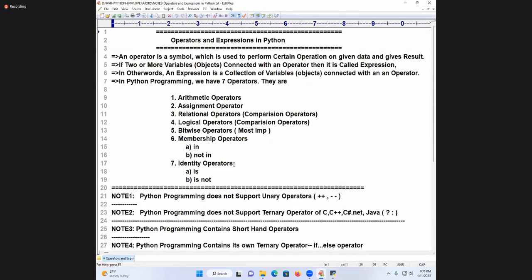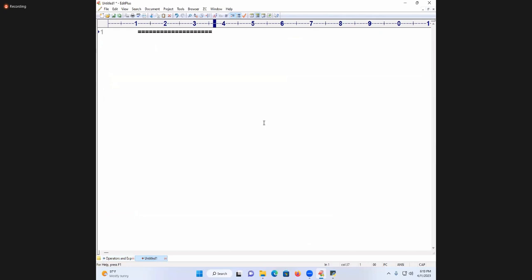Next important concept is there. I'm going to discuss bitwise operators now. Very important, students. So let's follow bitwise operators.